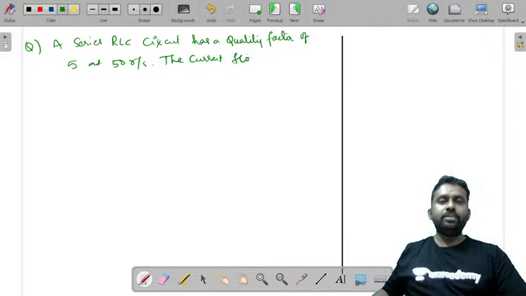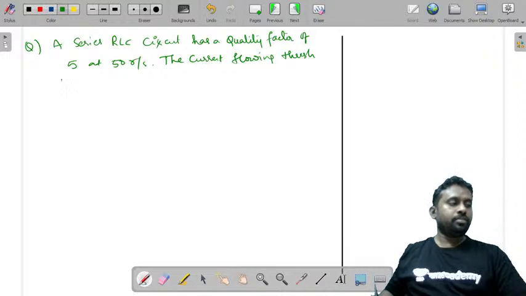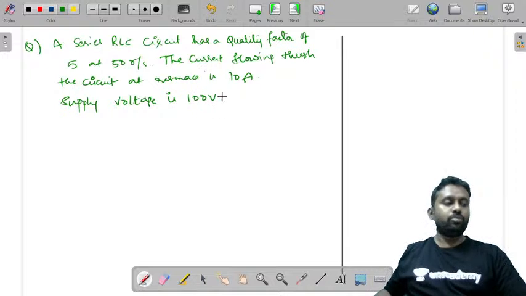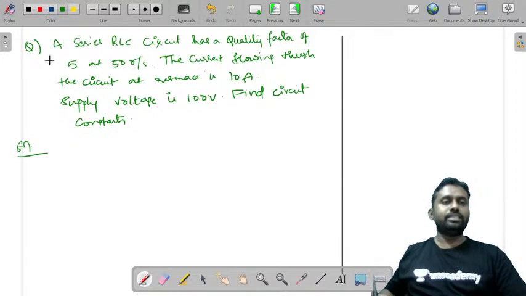The current flowing through the circuit at resonance is 10 amperes. The supply voltage is 100 volts. Find the circuit constants, nothing but the values of R, L and C. So you need to understand this question first.